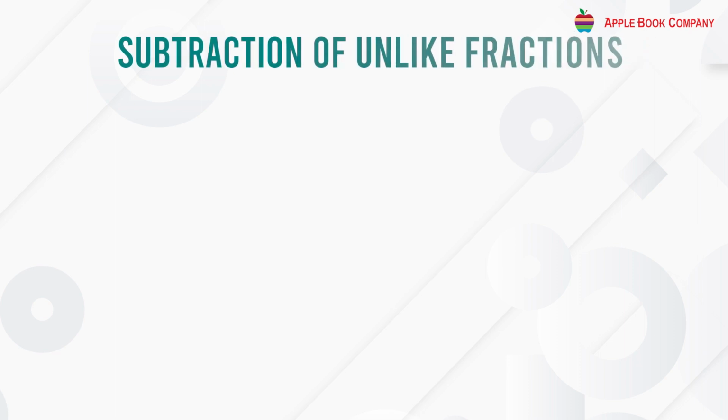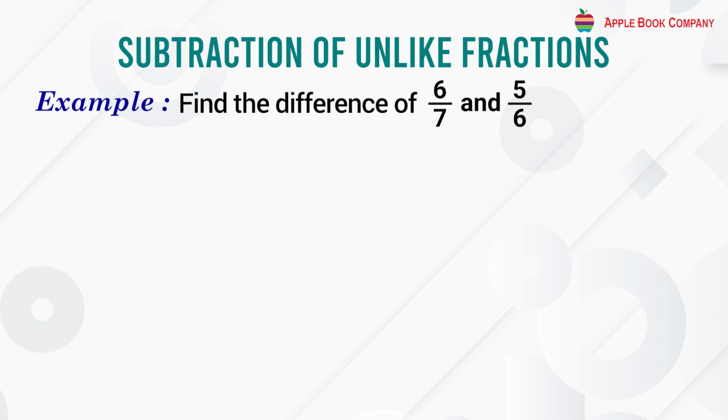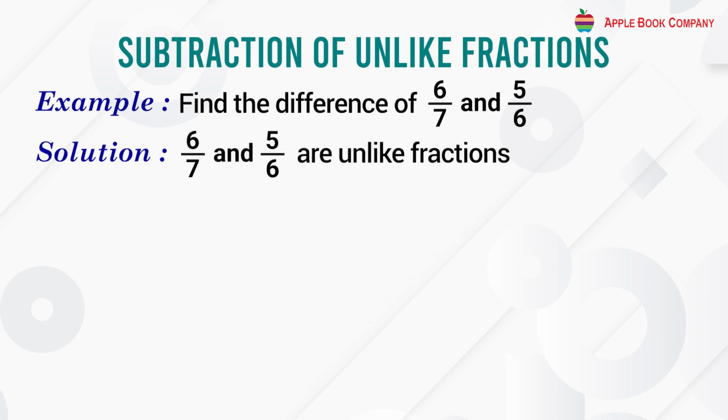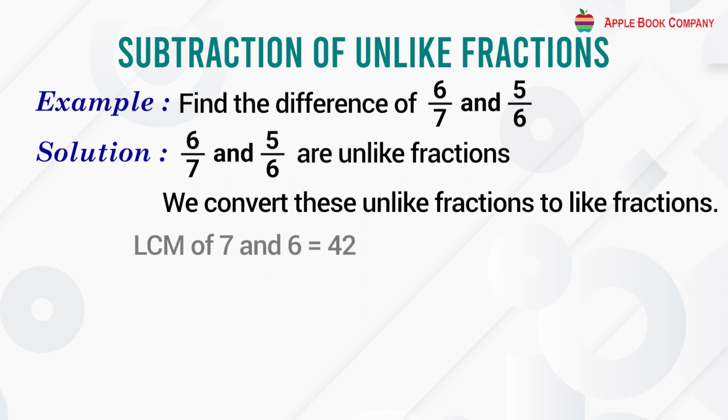Now let's see subtraction of unlike fractions. Example, find the difference of 6 by 7 and 5 by 6. Solution, 6 by 7 and 5 by 6 are unlike fractions. First, we convert these unlike fractions into like fractions. LCM of 7 and 6 is equal to 42.